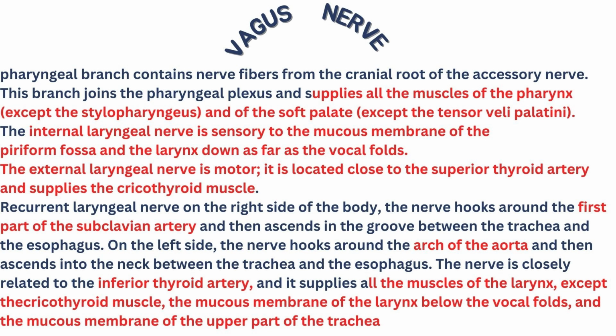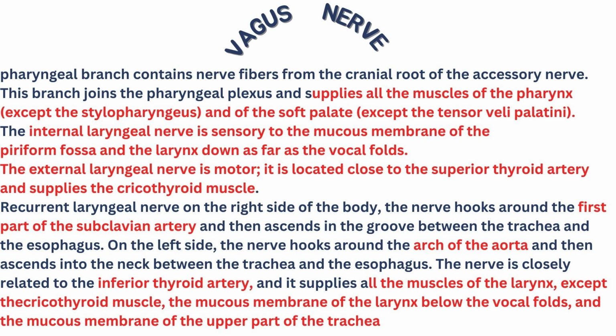The external laryngeal nerve is motor and is closely related to the superior thyroid artery, and it supplies the cricothyroid muscle, whereas all the other muscles of the larynx are supplied by the recurrent laryngeal nerve, and the recurrent laryngeal nerve is related to the inferior thyroid artery.